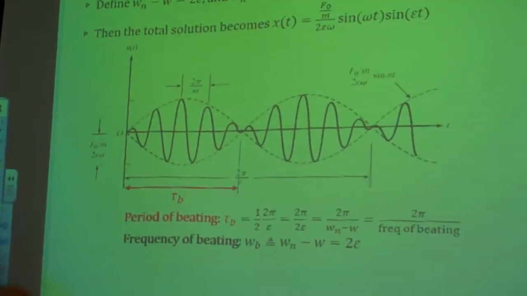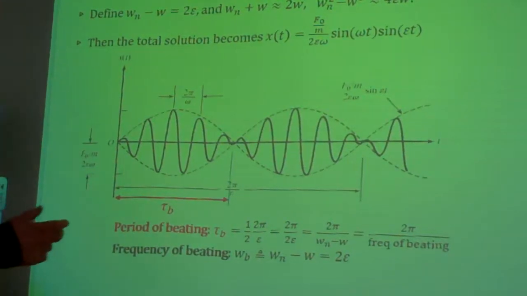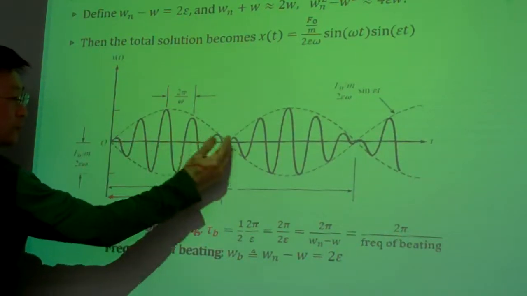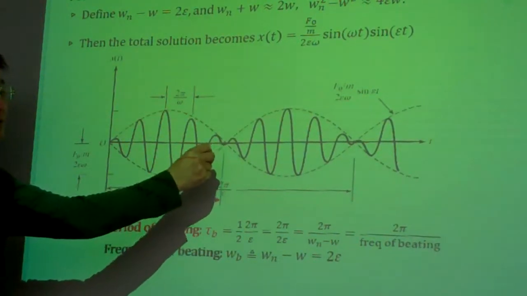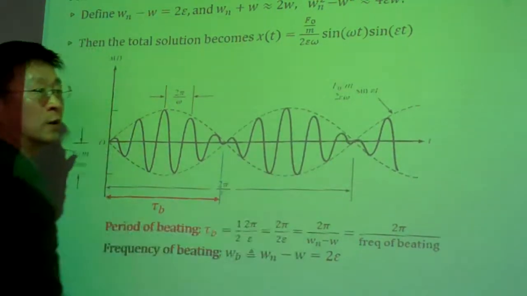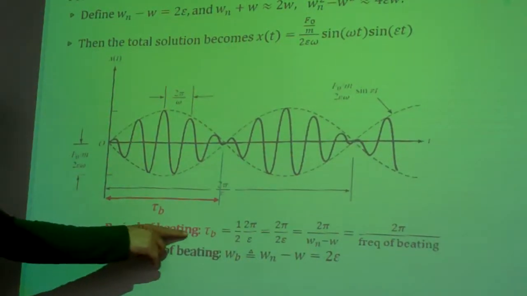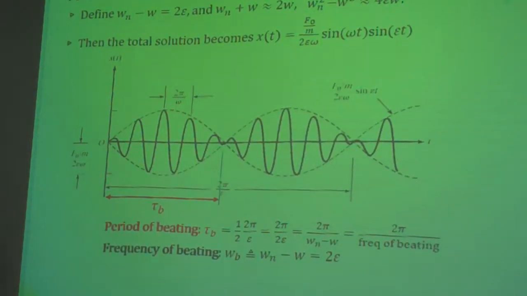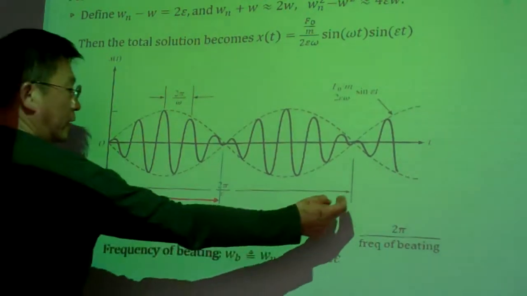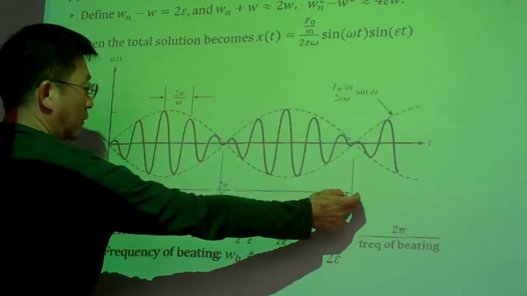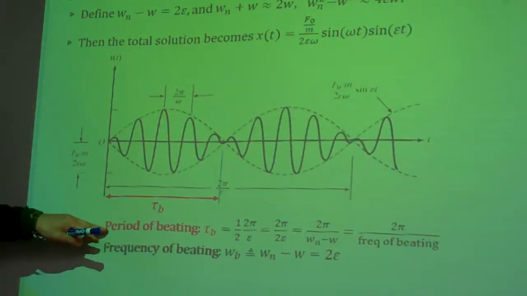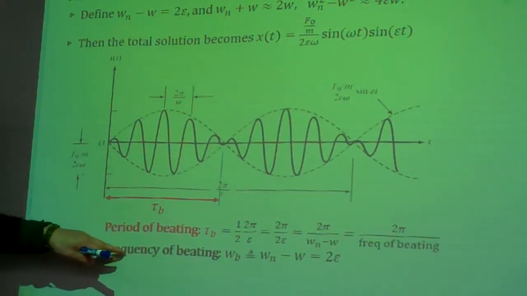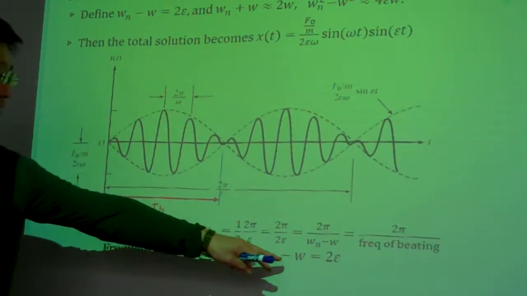The definition of the beating: we call this 1 beat. That means the period from 0 to here we call 1 beat, and then another beat. The period of the beating is basically defined by this period. How much is it? It simply equals half of this whole amount, and the whole amount is this term here. And the frequency of the beating is simply the difference of this.